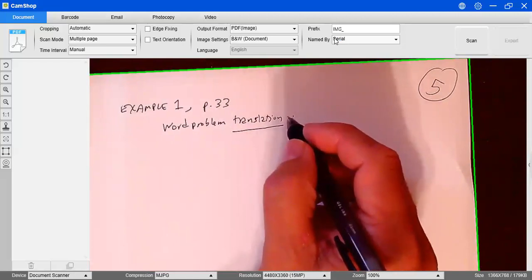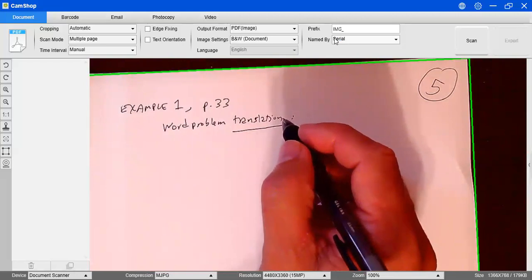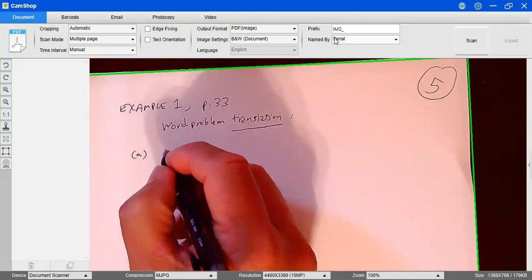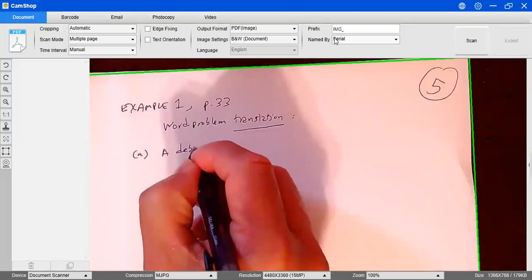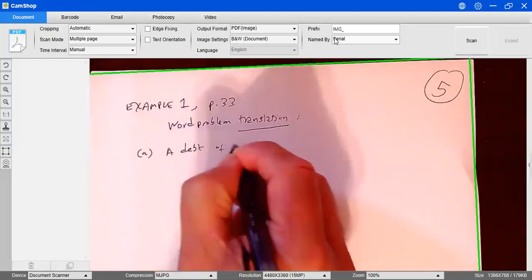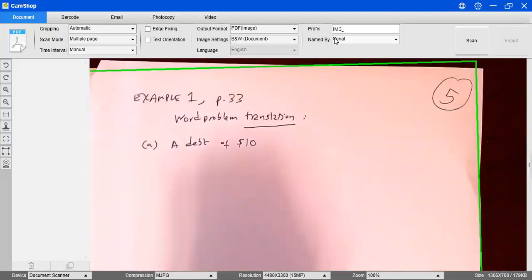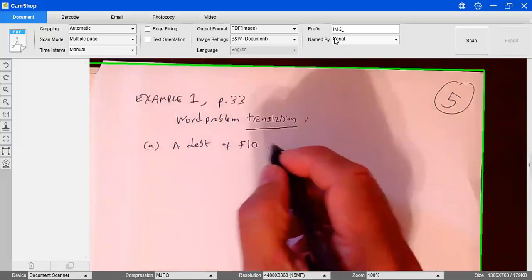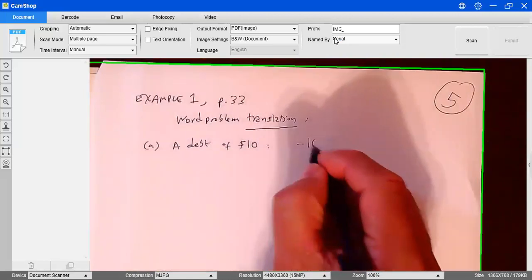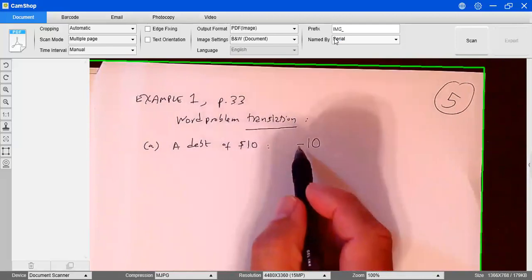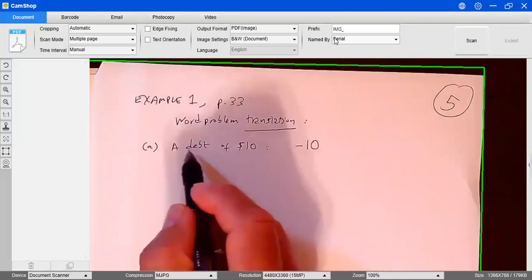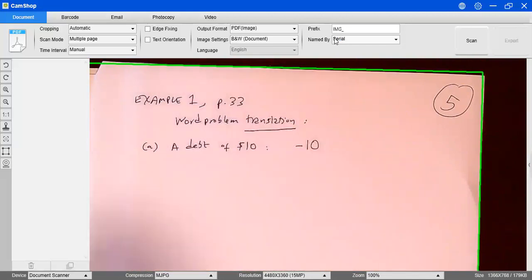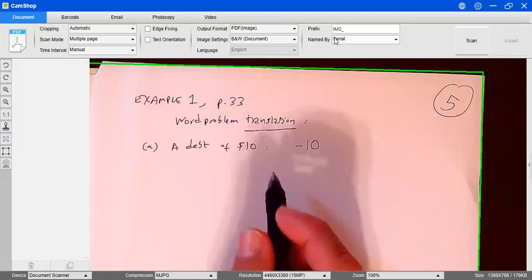We need to write a negative integer that describes each of the following situations. So when you have something like a debt of $10, how do you represent this in algebra? You're going to use a negative integer, so you're going to write -10. Negative, in this case, stands for the word debt. So when you owe money, you are on the negative side of the integers.